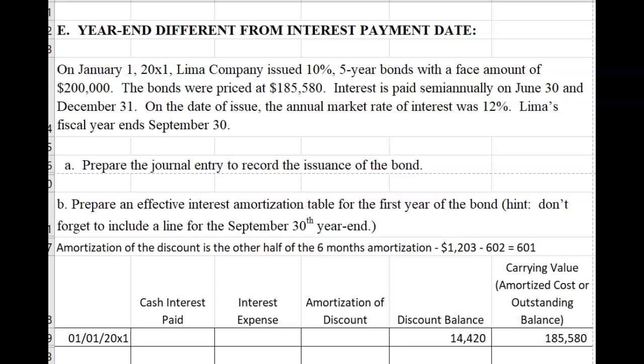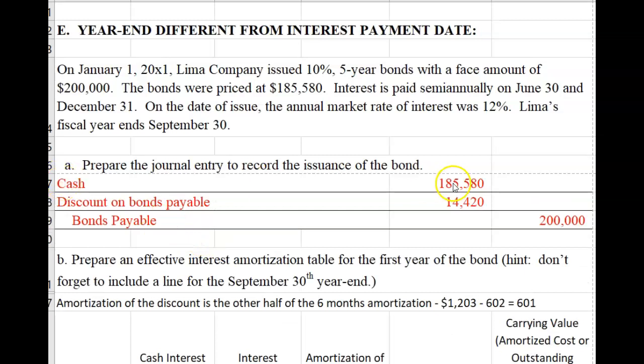Go ahead and prepare that journal entry and start the video again to check your work. Debit cash $185,580 for the cash received. Debit discount on bonds payable $14,420 to balance. And credit bonds payable $200,000.